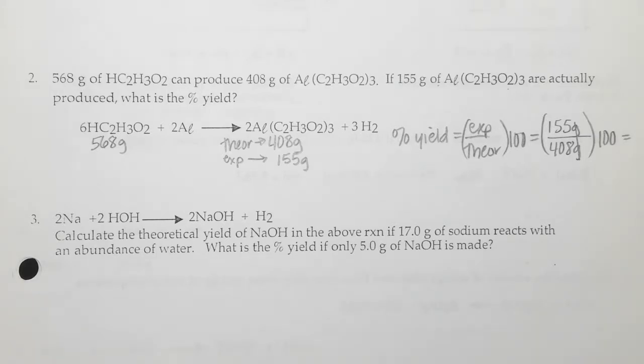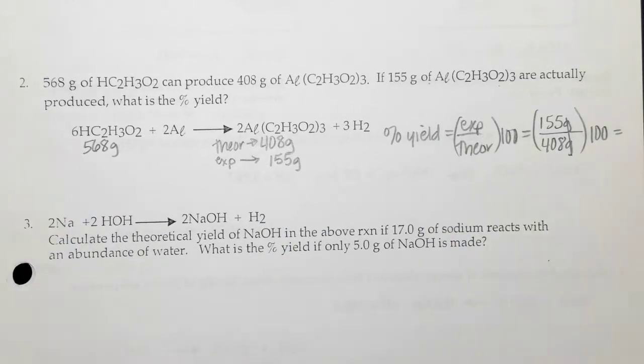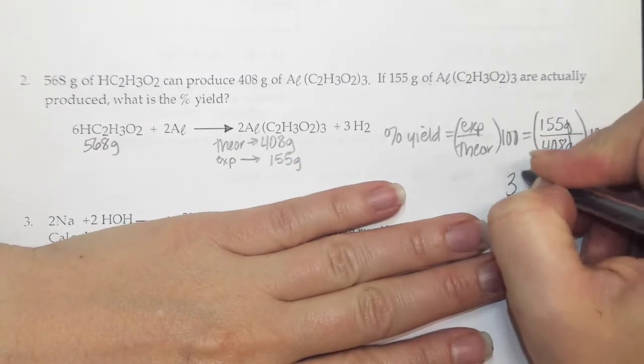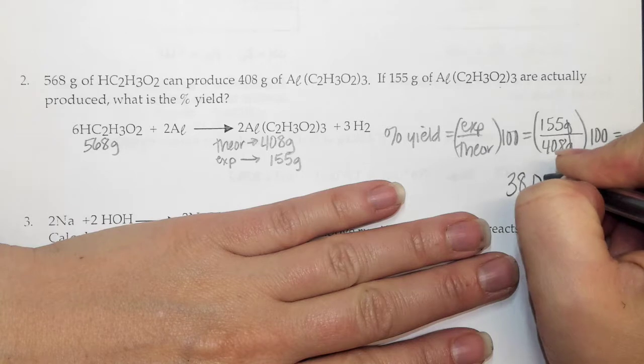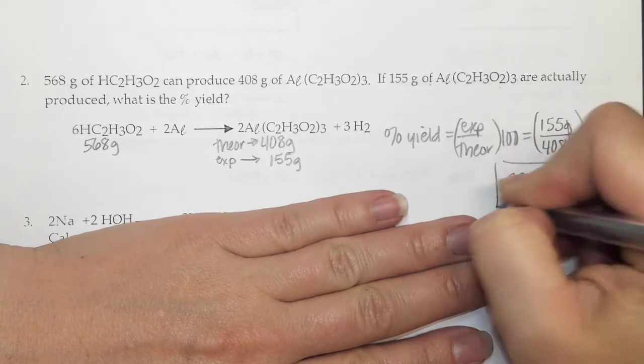I gave you 3 significant figures in your data. How many significant figures should you give me in your answer? 3 significant figures. And the answer is 38.0% yield. Box your answer.